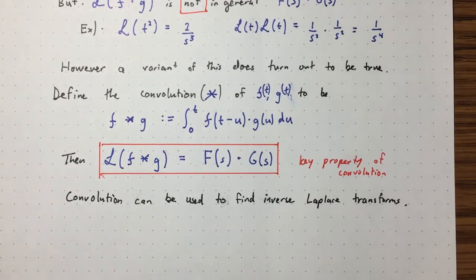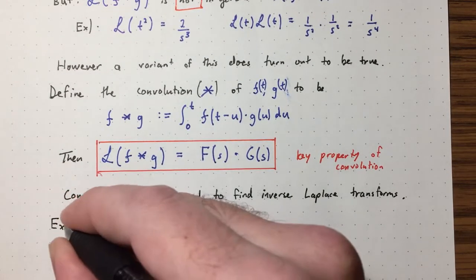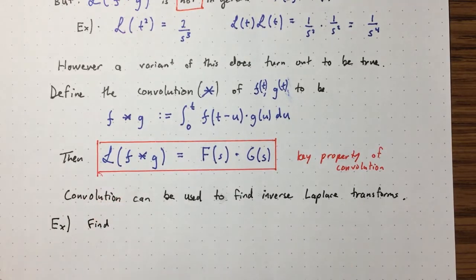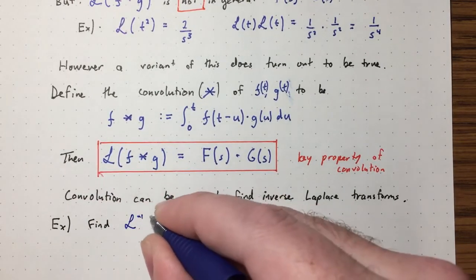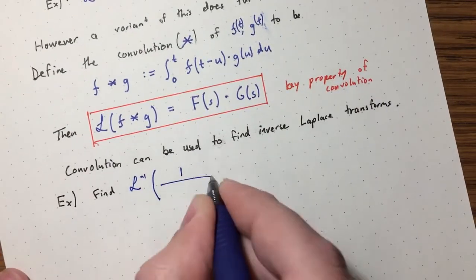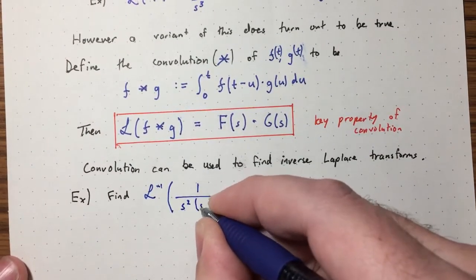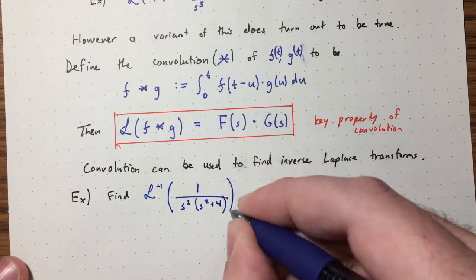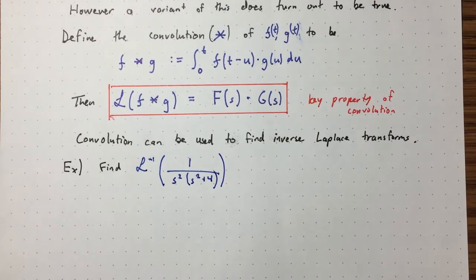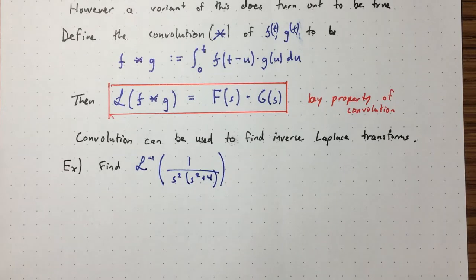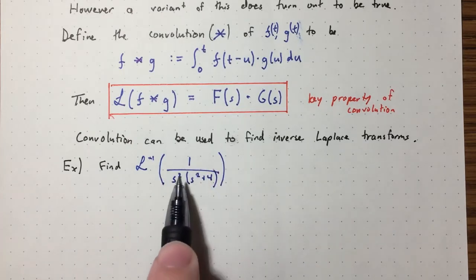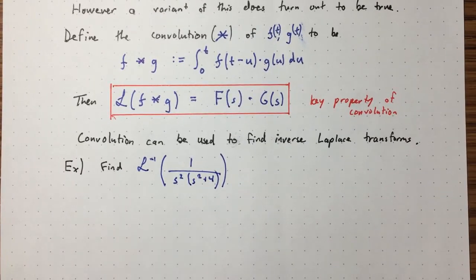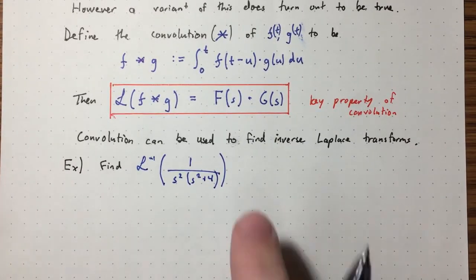So rather than just saying that, let's do an example. Let's find the inverse Laplace transform of this function: 1 over s squared times s squared plus 4. Of course, we don't need to use convolution to find this inverse Laplace transform. This is one that we could have done anyway. You might think about how you would do this one. The idea would be to use partial fractions. Split this up into two fractions, one with a denominator of s squared and one with a denominator of s squared plus 4. But let's see how we can use convolution.